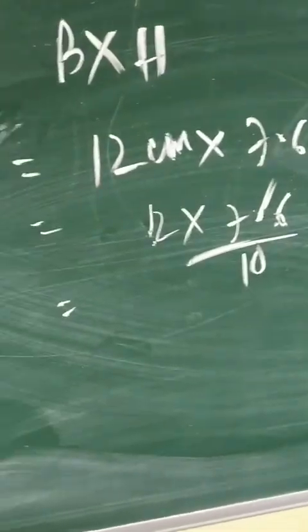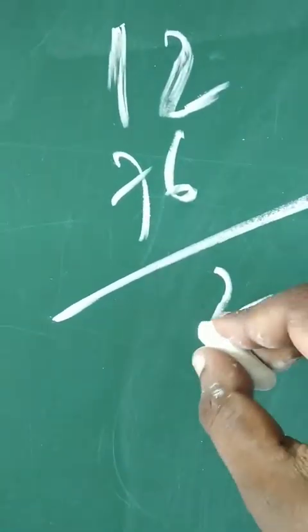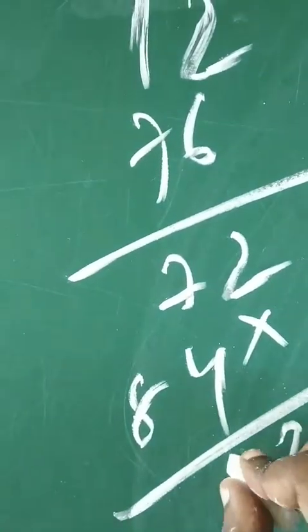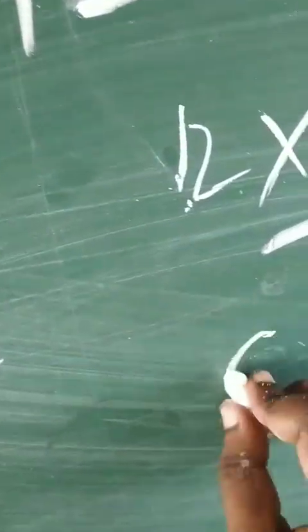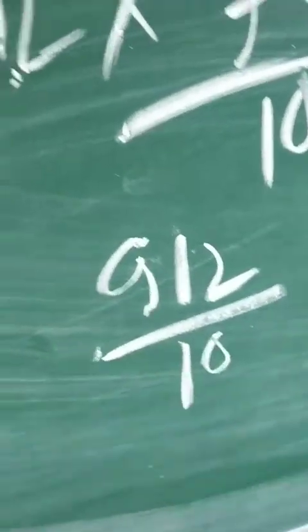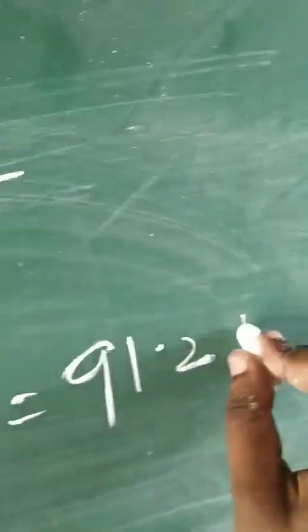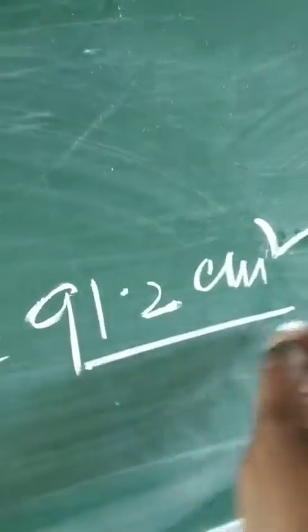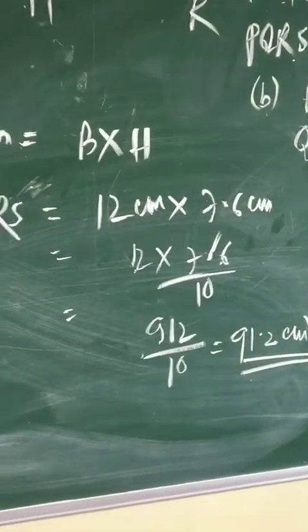So 12 into 76 is 912, divided by 10. So it's 91.2 centimeter square. This is the area of parallelogram PQRS. Here is the parallelogram PQRS and the area is 91.2 centimeters square.